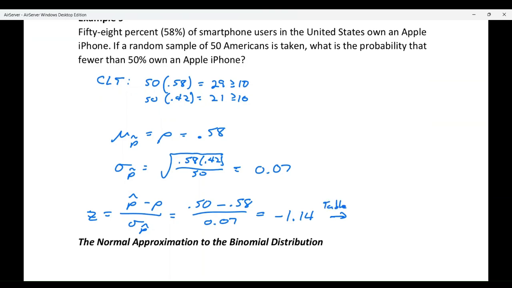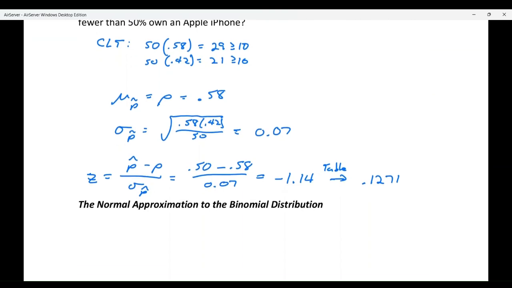Or, you can do the same thing. You can use Excel for this as well, or some other technology. We would get 0.1271. So again, what that means is assuming that 58% of Americans do own an iPhone, if I take a random sample of 50 Americans, the probability that fewer than 50% of that sample would own an iPhone is about 12.7%.